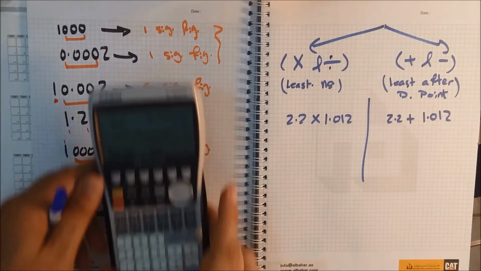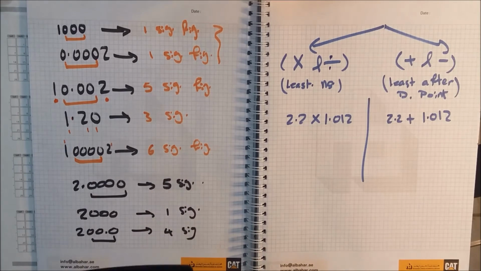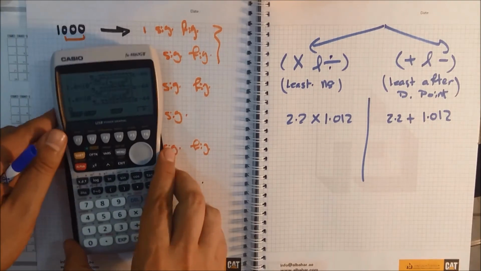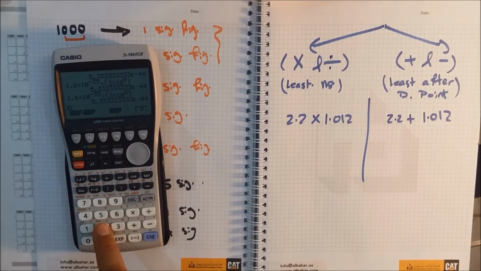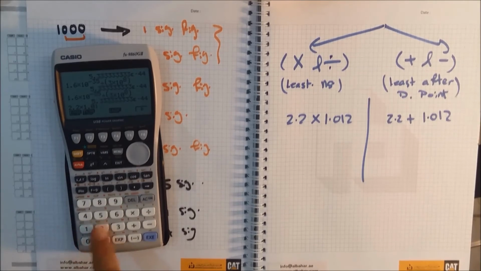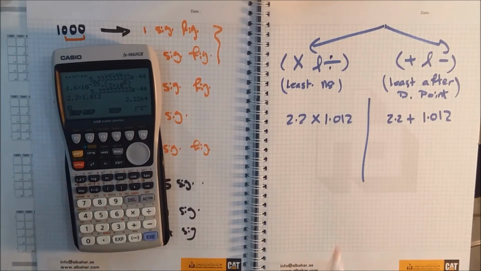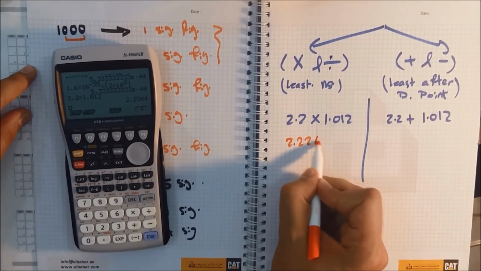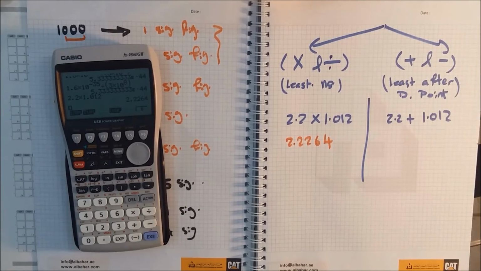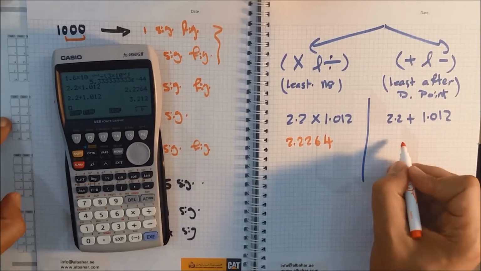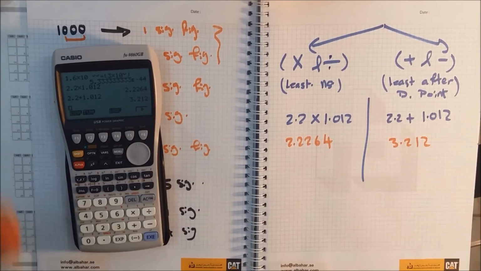So in order to do that, we need the calculator. So let's solve this problem. First, 2.2 multiplied by 1.012. It gives you this number, which is 2.2264. Let's also perform the addition. 2.2 plus 1.012. So it would be 3.212.